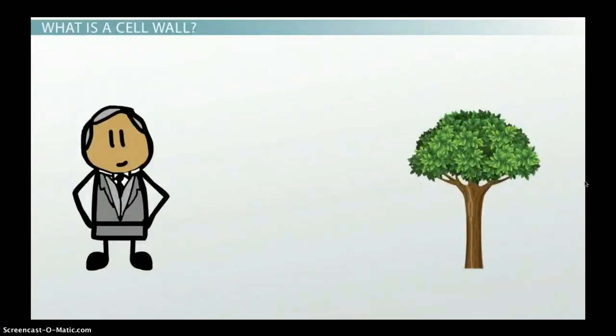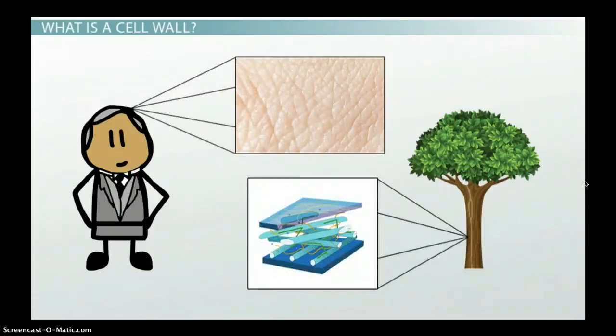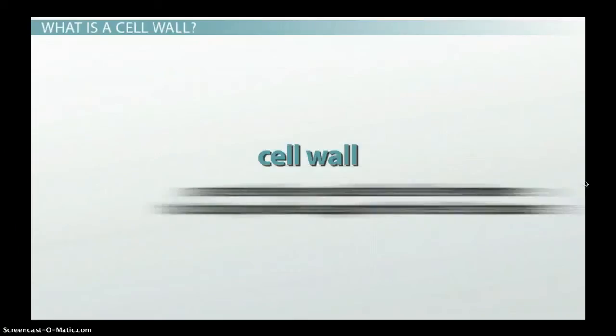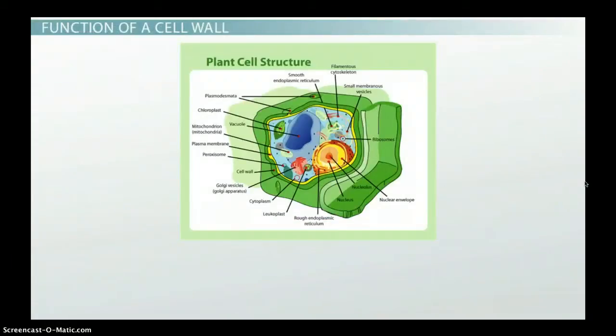The main difference between plant and animal cells is that plant cells have a cell wall on the outer layer, whereas animal cells only have a cell membrane. The cell wall is a protective layer outside the cell membrane that also provides support for the cell's structure. The cell wall gives the plant its actual shape.